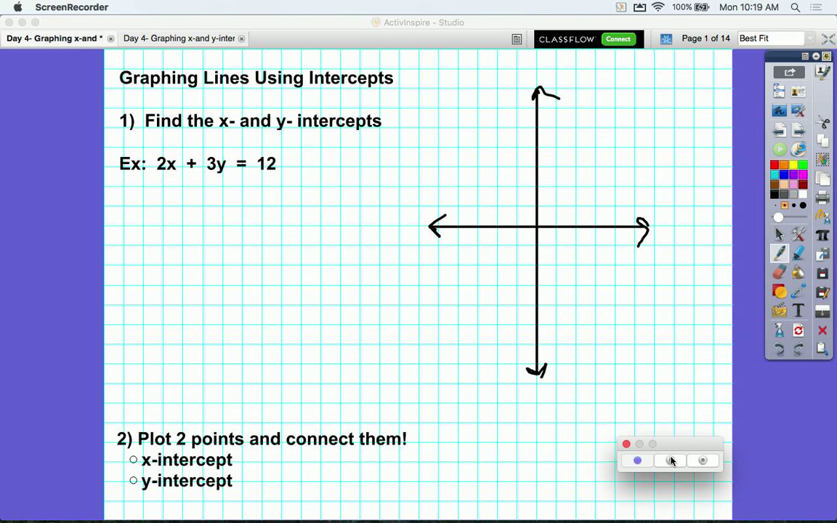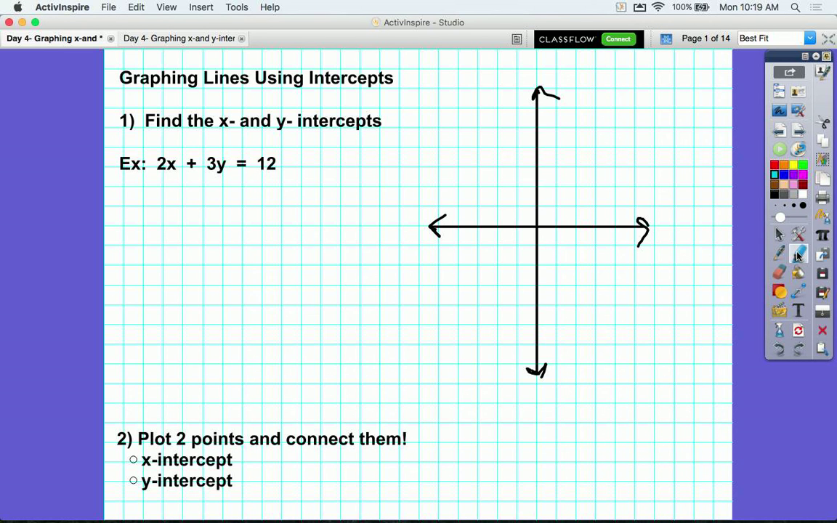Today we are going to be doing a couple of things. The first thing we're going to look at is how to graph lines using the intercepts. So you learned last Friday how to find the x and y intercepts, so we're going to start there. We're going to start by finding the x and y intercepts by plugging in our zeros when solving.